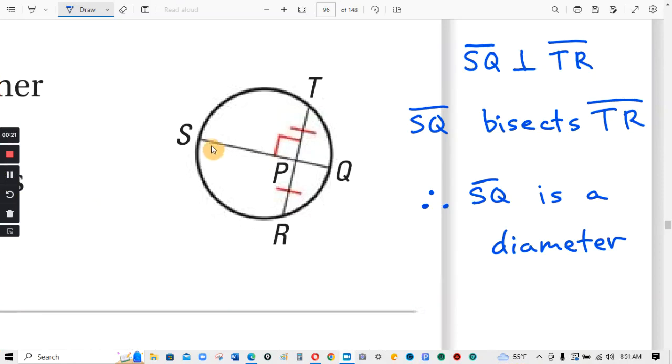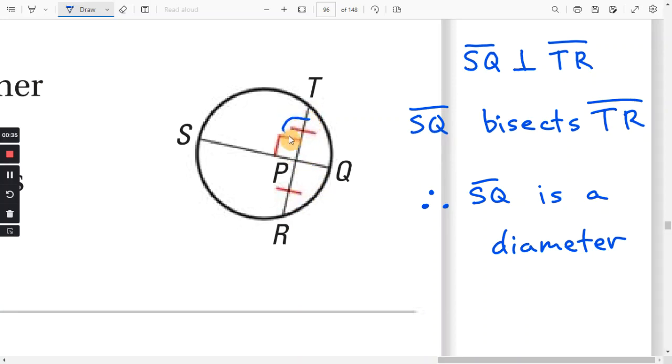So you can see in the diagram here, SQ is perpendicular to TR. It makes a right angle. So these two segments are perpendicular. Also, SQ bisects TR. Here's TR. We can see this piece is congruent to this piece here. So TR is being bisected by SQ. Since it's perpendicular and it's bisected, that means SQ is a diameter.